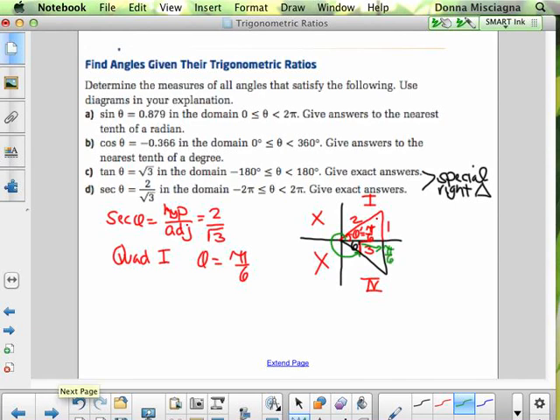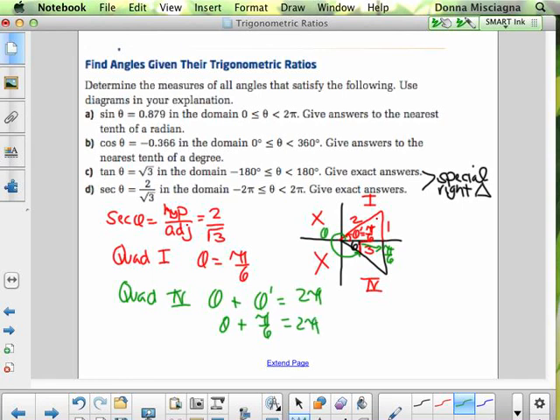To find our next answer, which is in quadrant 4, remember that in the fourth quadrant the principal angle and the reference angle together, this is the principal angle and that one's the reference angle, it's just kind of crammed in there, together equal the whole circle, which is 2 pi. We already know that the reference angle is pi over 6.